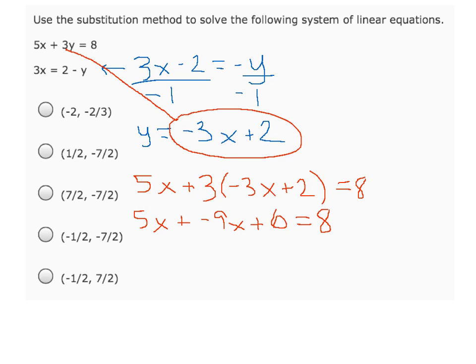Again, simplify, so we have 5x plus a negative 9x, which leaves us with a negative 4x plus 6 equals 8. And subtract 6 from each side, so we have a negative 4x equals 2. So x equals 2 divided by a negative 4, or x equals negative 1/2.